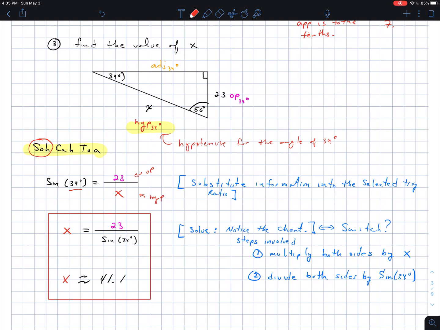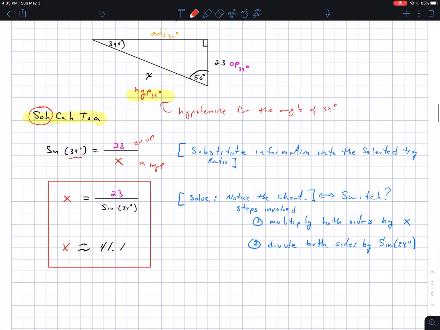And then all I did was solve. You'll know how I solved. Well, maybe you noticed the cheat. There's a quick little cheat here, and maybe I can illustrate it, or actually I don't even need to show you the cheat really here. This is fine. You can see the cheat later. But the steps involved are multiply both sides by x and then divide both sides by sine 34 degrees.